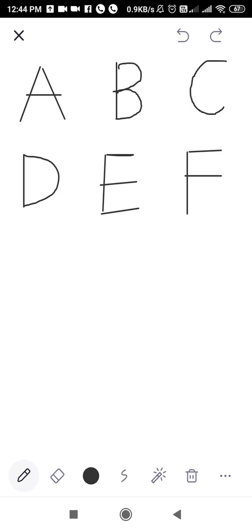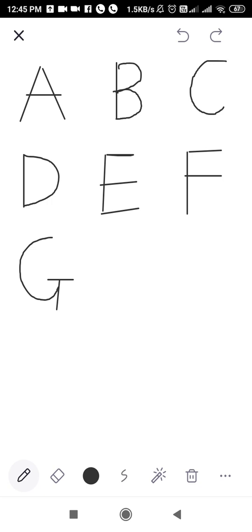Then next letter that comes after F is letter G. Okay, so to write letter G, first you will draw a smaller half circle, right? Then one standing line and one sleeping line. Okay, so it's our letter G.